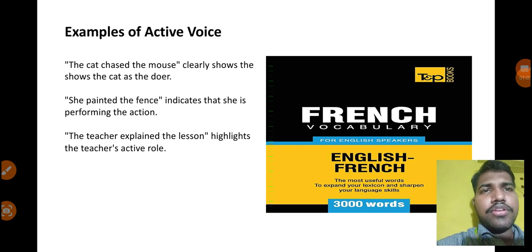Examples of active voice. The cat caught the mouse clearly shows the cat is the doer. She painted the fence indicates that she is performing the action. The teacher explained the lesson highlights the teacher's active role.